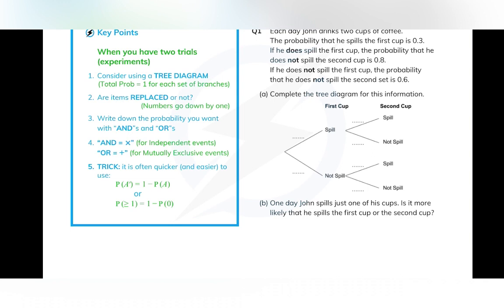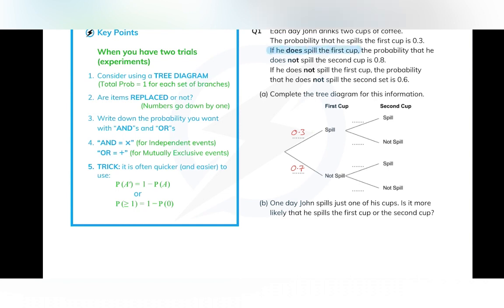Right, the probability that he spills the first cup is 0.3, so that's easy enough to put on the tree diagram. There it is. And now we need to use the fact that the total probability is 1 for each set of branches to fill in the other half of that set of branches, so that's 0.7. 0.3 plus 0.7 is 1, in fact. Right, now we have to go through this whole sort of thing with negatives and not negatives and all sorts of things.